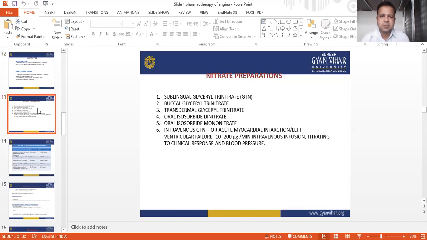Nitrate preparations include sublingual glyceryl trinitrate, buccal glyceryl trinitrate, transdermal glyceryl trinitrate, oral isosorbide dinitrate, oral isosorbide mononitrate, and intravenous glyceryl trinitrate for acute myocardial infarction or left ventricular failure, where the dose is from 10 to 200 micrograms per minute by intravenous infusion, titrating to clinical response and blood pressure.